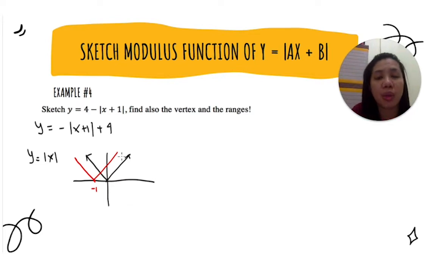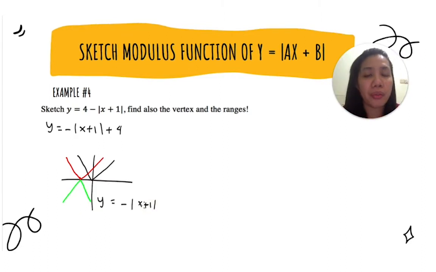This is the function of the absolute of x plus 1. And then the next one, we have the minus sign here. What does it mean if we have the minus sign here? It means that this graph will be reflected upon the x-axis, so we now have the inverted one. This green one is y equals minus the absolute of x plus 1.